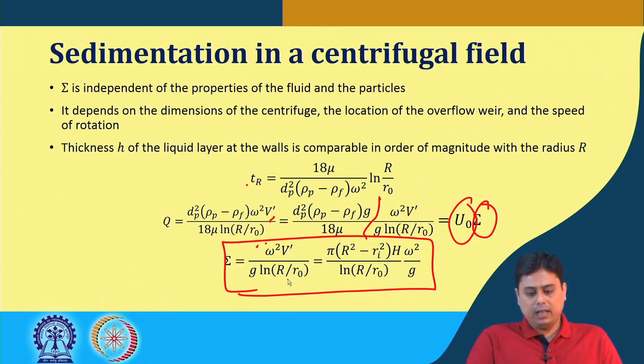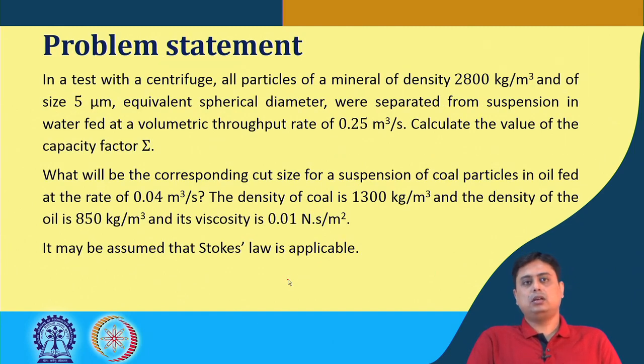So the point is that similar to this, for several types of centrifuge, such expressions can be derived and can be used for certain calculations. For example, say in a test with a centrifuge, all particles of mineral density 2800 kg per meter cube of size 5 micron, that is the equivalent sphere diameter, were separated from a suspension in water at a volumetric throughput rate of 0.25 meter cube per second. So, you have to calculate the capacity factor.